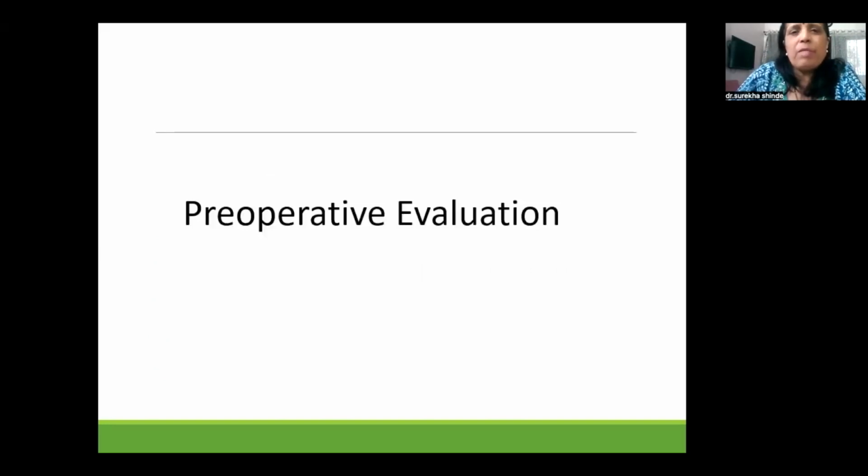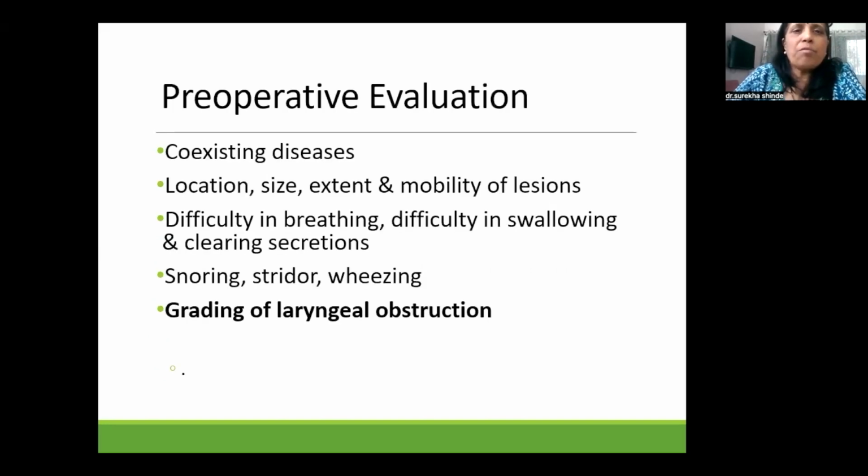Coming to preoperative evaluation of patients posted for surgery. Of course, as usual, we have to look for coexisting diseases. And mostly, when we are talking about laryngeal or tracheal problems, we have to see the location, size, extent, and mobility of the lesion, whether it is labile, whether it is hard, because that will decide the type of lesion and how to go about managing the airway. If it's a very big tumor, it can cause difficulty in breathing. There could be difficulty in swallowing. The patient could have snoring, stridor, wheezing. That will definitely affect your anesthesia protocol.